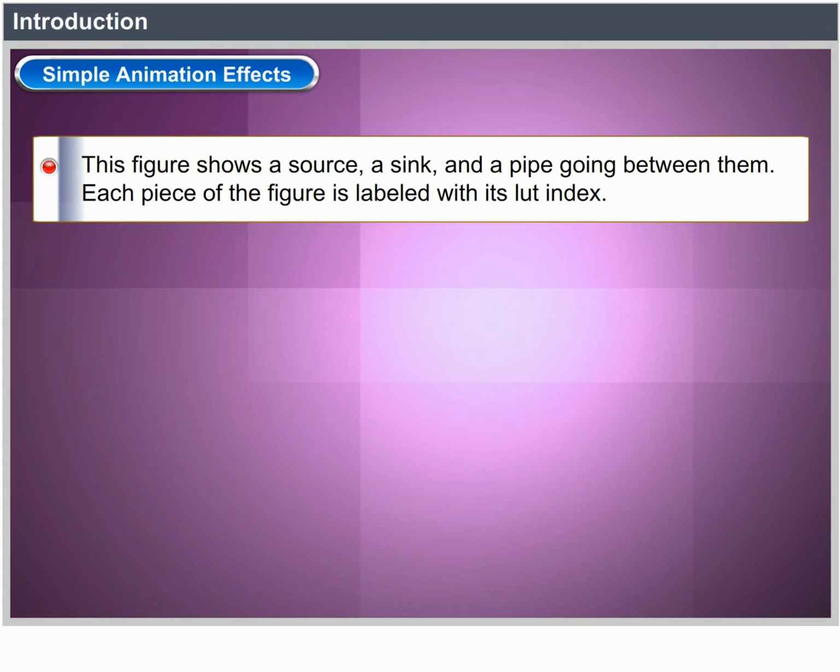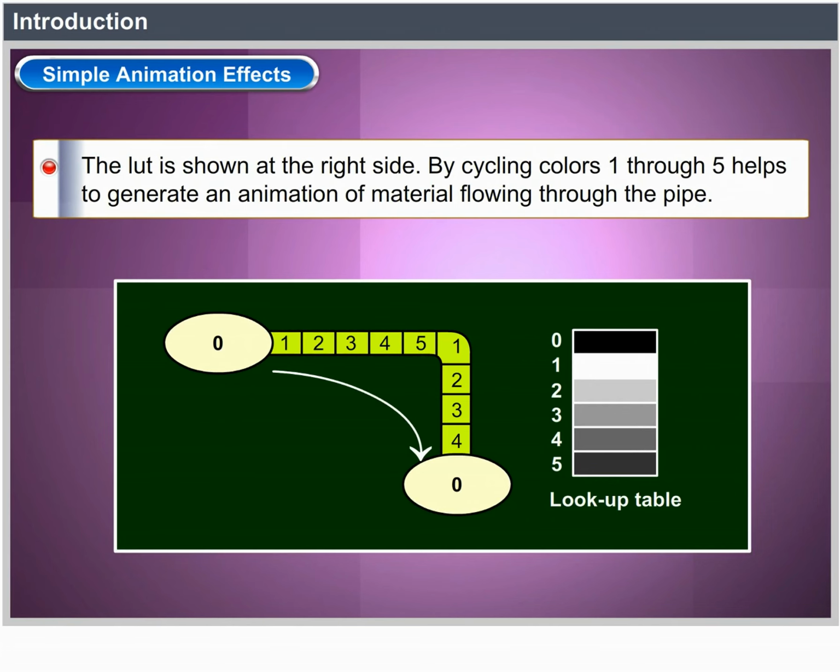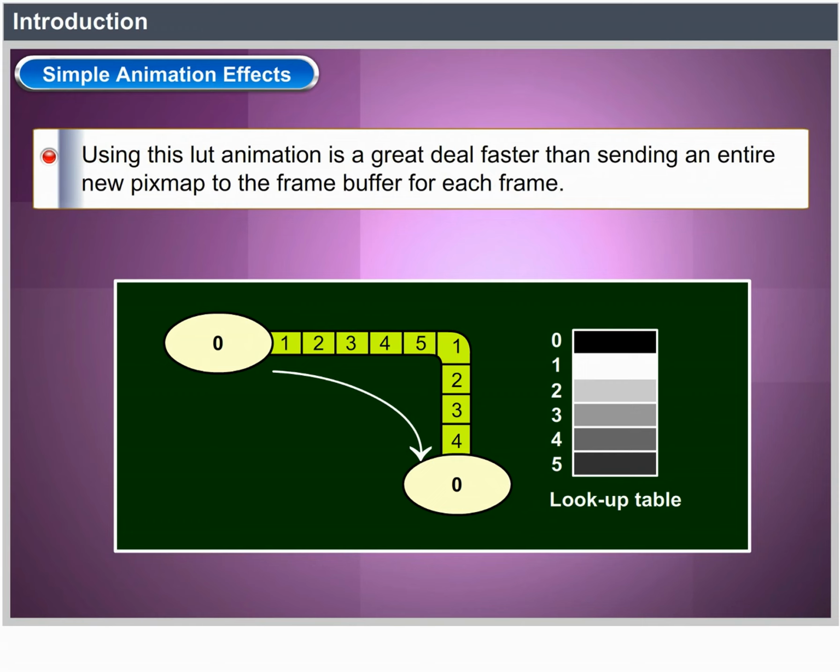This figure shows a source, a sink, and a pipe going between them. Each piece of the figure is labeled with its LUT index. The LUT is shown at the right. By cycling colors 1 through 5, we can generate an animation of material flowing through the pipe. Using this LUT animation is a great deal faster than sending an entire new pixmap to the frame buffer for each frame.